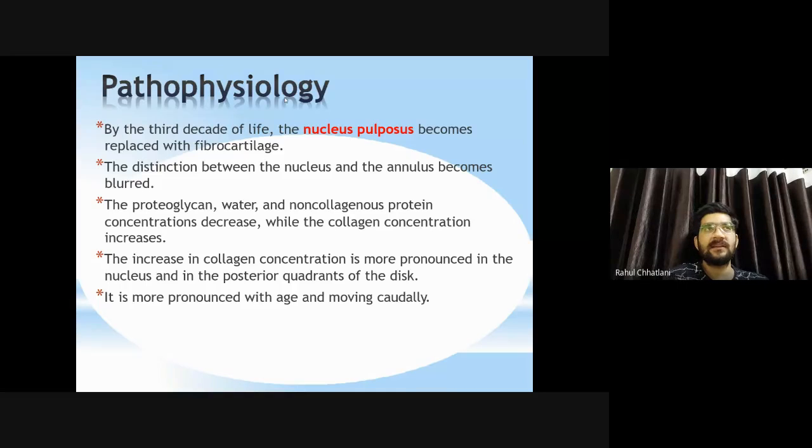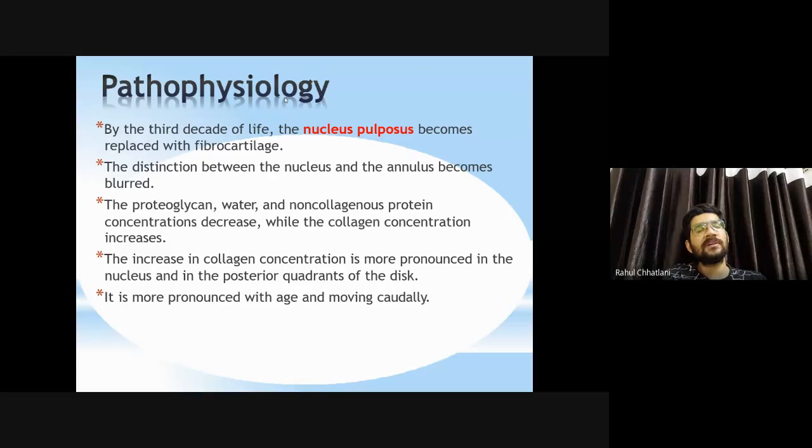Collagen is again something that forms the ground substance of all the cells or tissues, we can say. Proteoglycans, water, and non-collagenous proteins are the main contents of the IV disc. If they are not there, it cannot sustain, so slowly it will be replaced by fibrocartilage. Once replaced by fibrocartilage, the sustainability, the capacity to take pressure, will decrease.